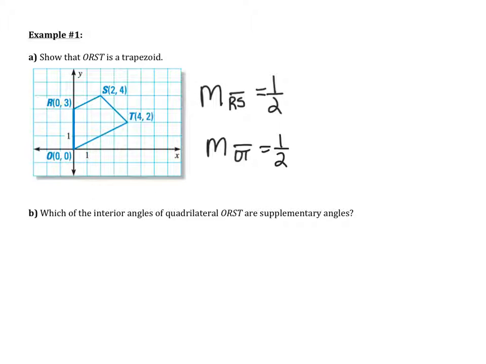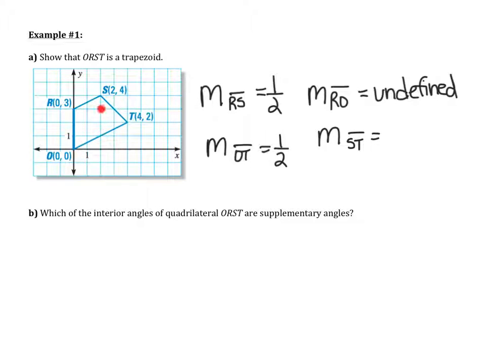I can only have exactly one pair of parallel sides, so I also need to find the slope of RO and ST to show that they aren't parallel, meaning they don't have the same slope. So the slope of RO would be undefined because the slope of a vertical line is always undefined. And then for ST, I would start at S and count down 1, 2, and over 1, 2. So therefore, -2 over 2 is -1. So therefore, I only have one pair of parallel sides, making this a trapezoid.